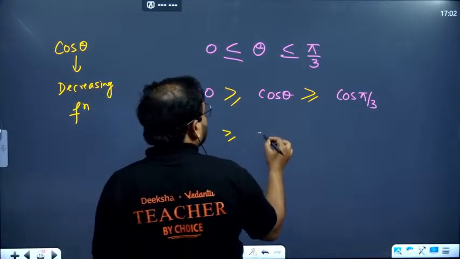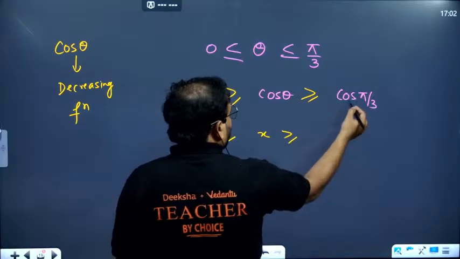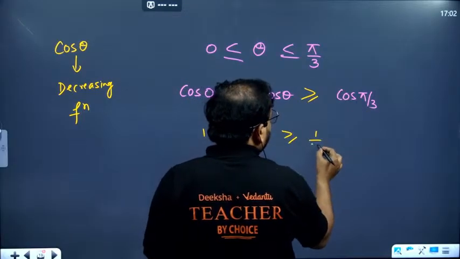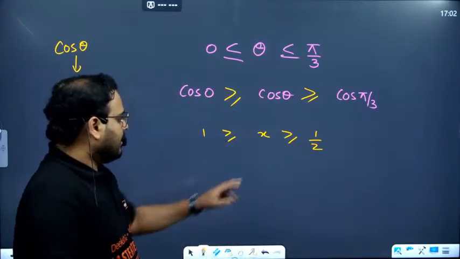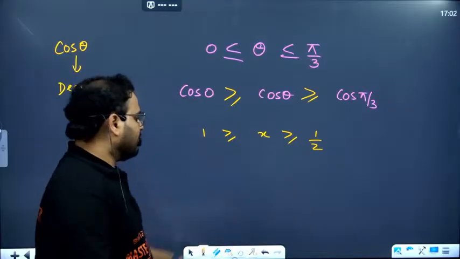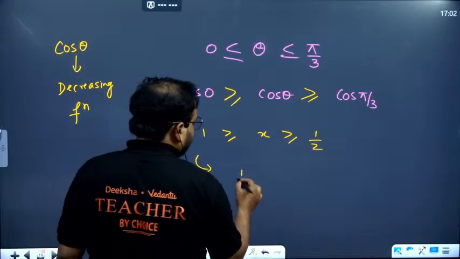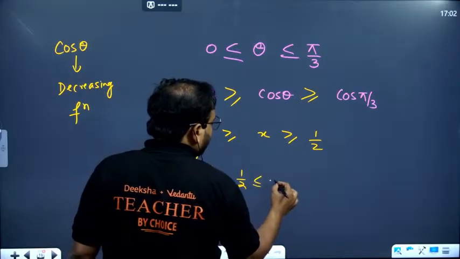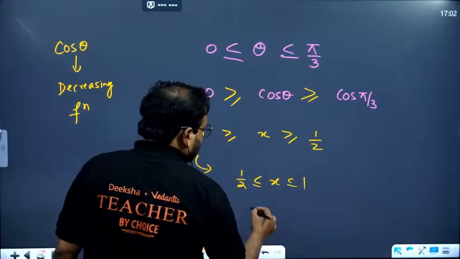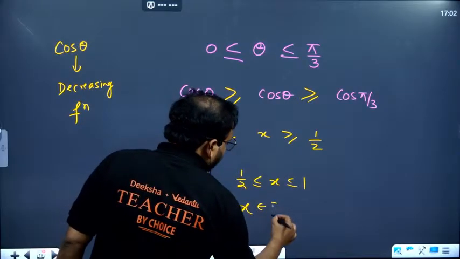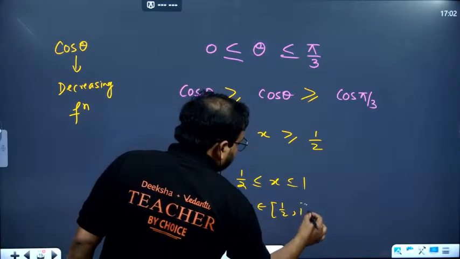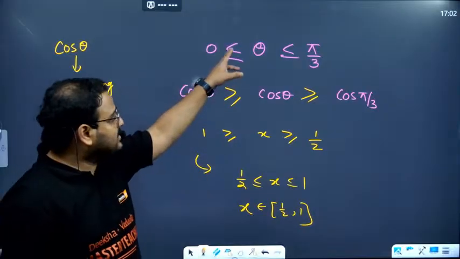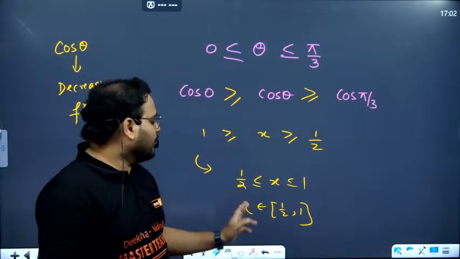Cos theta is how much? x, that we assumed. And cos pi by 3 is 1 by 2. It makes sense, sir. 1 by 2 to 1. If you reverse it, just to make it better, 1 by 2 is the smallest value over here, then comes x, then goes 1. So x actually lies from 1 by 2 to 1. If you would have gone with the same inequality, you will get 1 to 1 by 2.